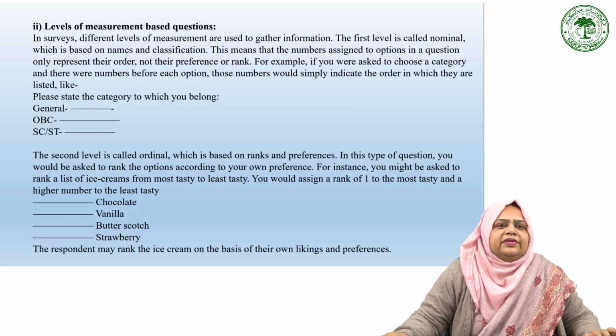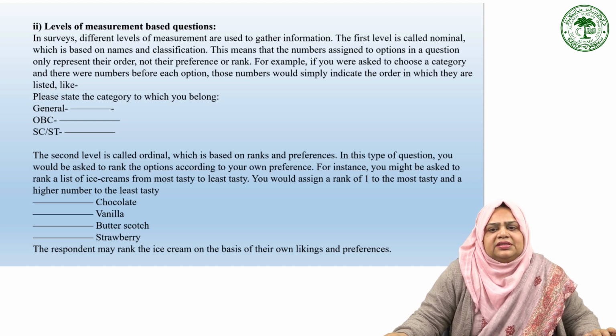Surveys also use different levels of measurement to gather data, and the first level that is used in surveys is called the nominal level of measurement, which is based on names and classifications. This means that the numbers used in the responses only represent the order of the options and do not indicate any preference or ranking. For example, if respondents are asked to choose their favorite color from a list, the numbers assigned to each color would only show the order in which they were listed.